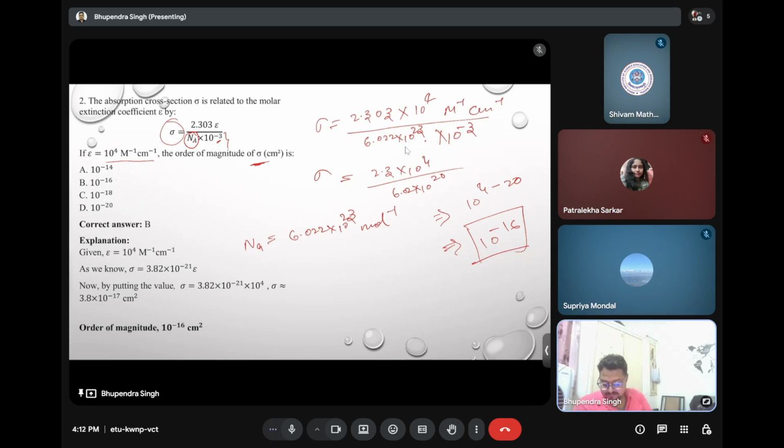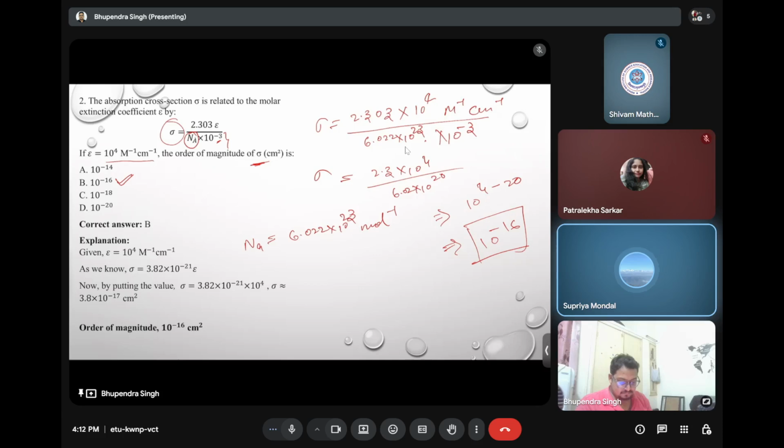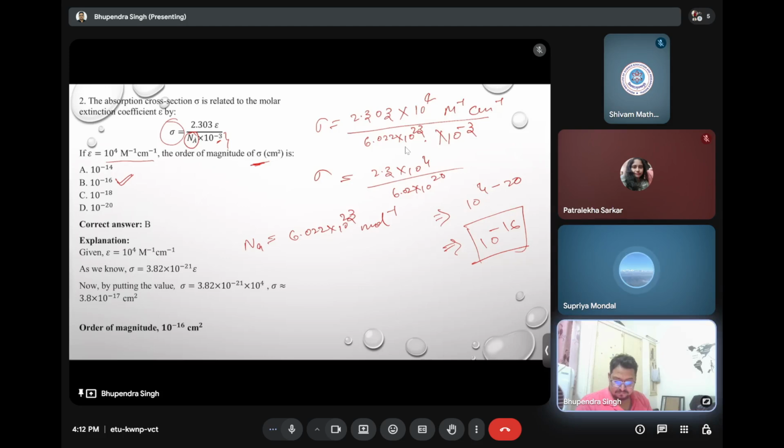So the answer is B. In units, you can calculate it out by how this centimeter... Is it fine with you, Supriya Mandal? Okay, okay. The question was, the equation was wrong actually.